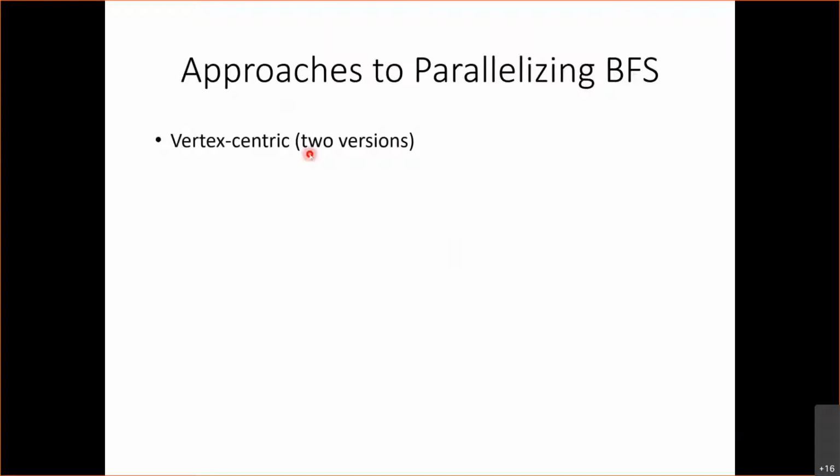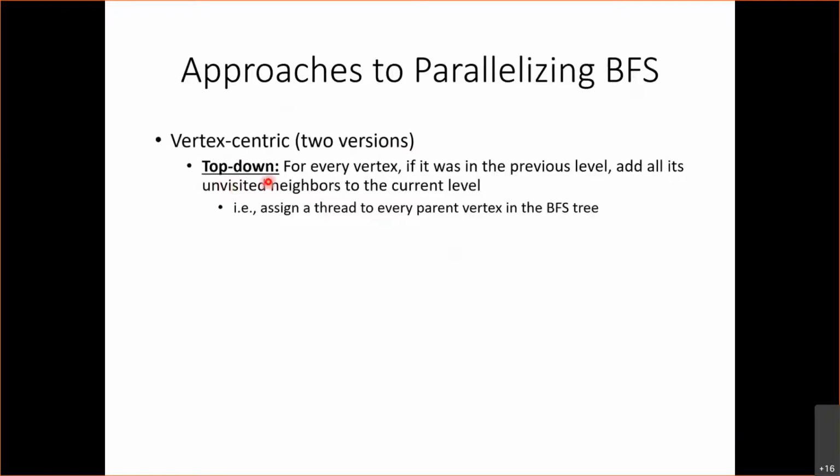There are actually two different vertex-centric approaches for parallelizing BFS. The first vertex-centric approach is called the top-down approach. The way this approach works is on every iteration, I'm going to launch a thread for every vertex, and I'm going to check if that vertex was in the previous level. I'm going to go through that vertex's neighbors, check all the unvisited neighbors, and mark them as being part of the current level.